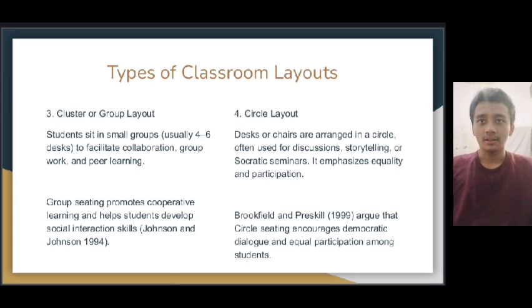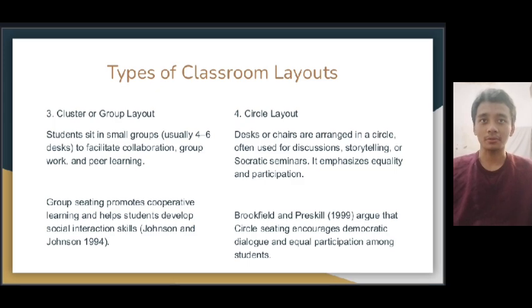3. Cluster or group layout. Students sit in small groups, usually 4 to 6 desks, to facilitate collaboration, group work, and peer learning. Group seating promotes cooperative learning and helps students develop social interaction skills, according to Johnson and Johnson 1994.